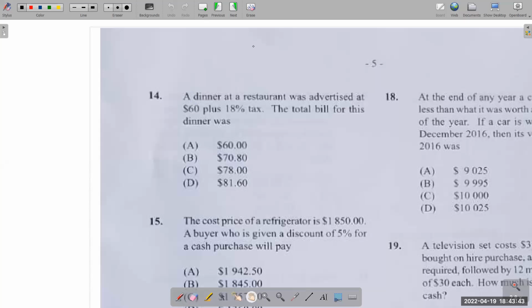A dinner at a restaurant was advertised as $60 plus tax. So that means that the dinner cost $60 without the tax. The total of the bill for this was, so all you need to do is find the tax, the amount of money the tax is being charged, and add it.